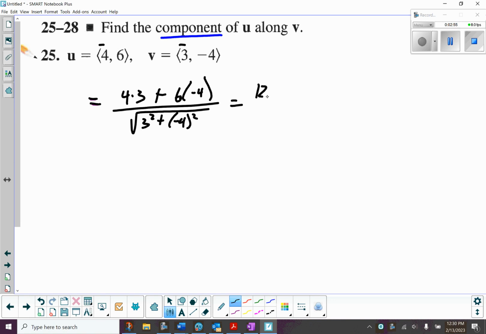4 times 3 is 12. 6 times negative 4 is negative 24, which of course gives us negative 12. 3 squared is 9, negative 4 squared, positive 16. That gives us square root of 25. Yeah, you knew that sounded familiar.